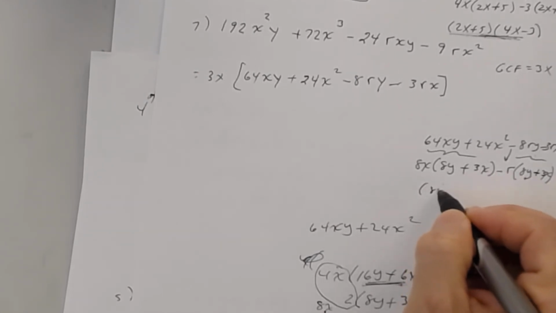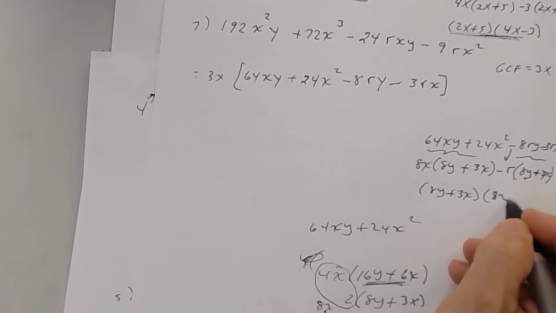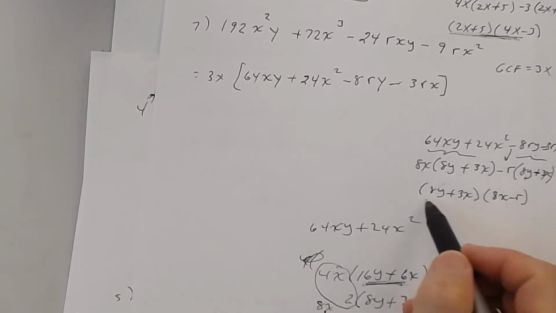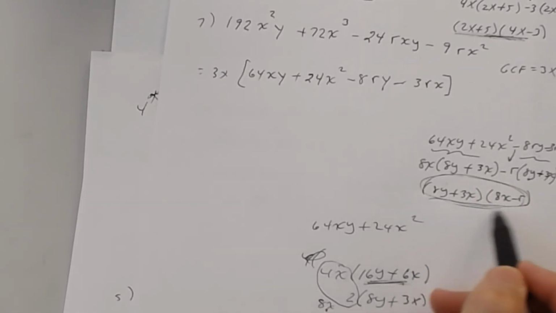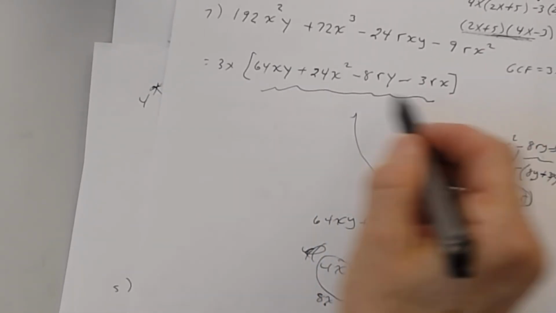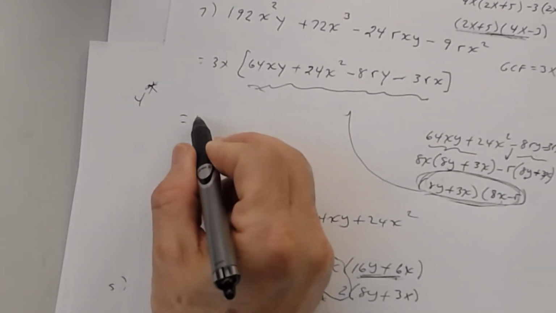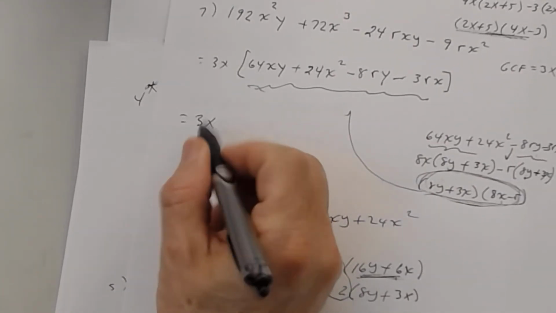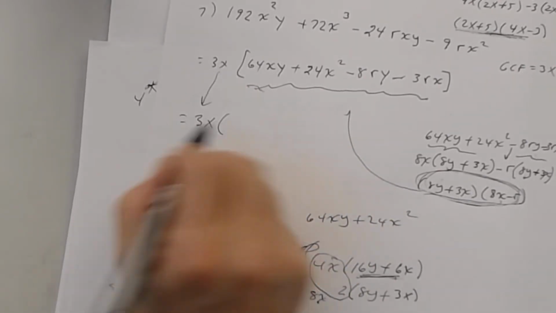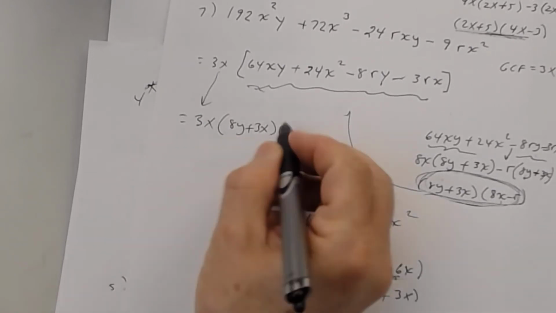So that becomes 8y plus 3x times what? 8x minus r. All right, now that right here that I'm circling, that is just this that I'm underlining. So what's the answer to the problem? 3x times the GCF. Don't forget the GCF. You got to bring that GCF down. That's the GCF. And then what's the answer? 3x times what? 8y plus 3x times 8x minus r.